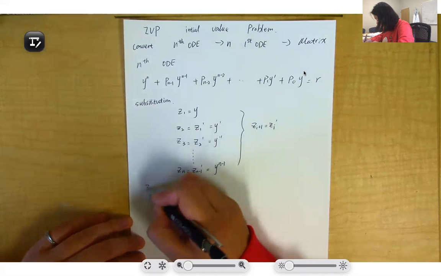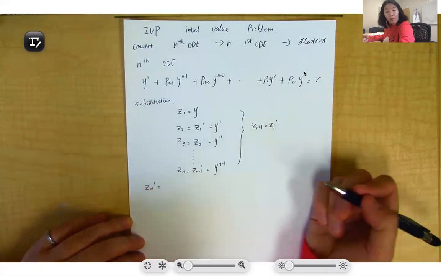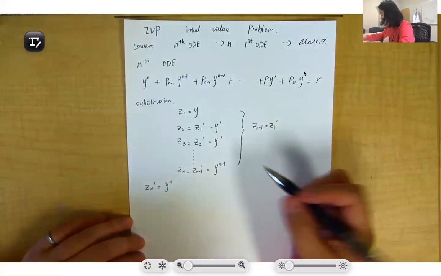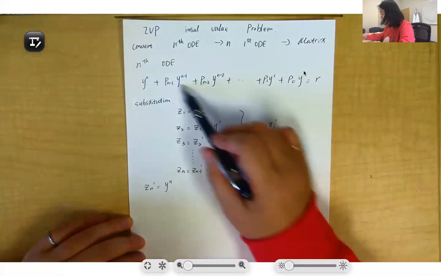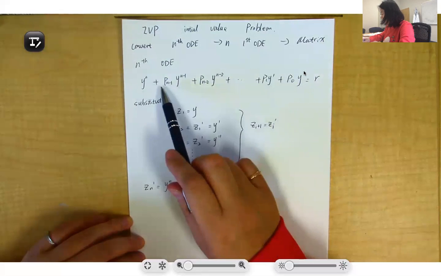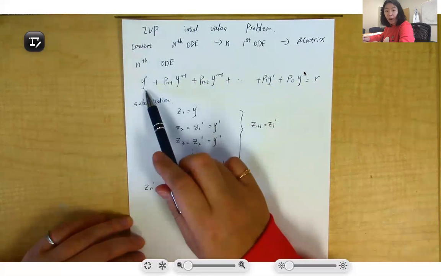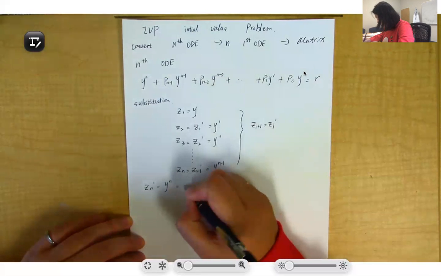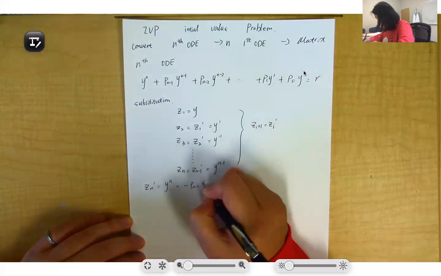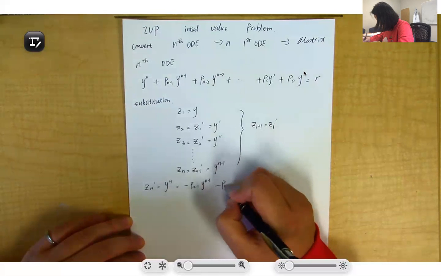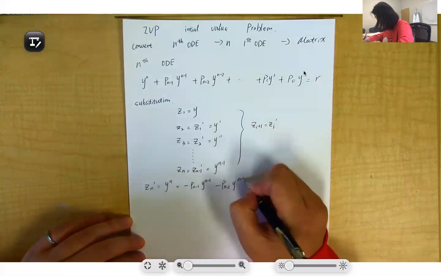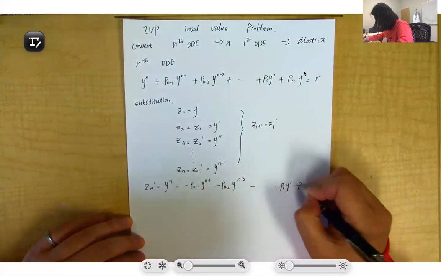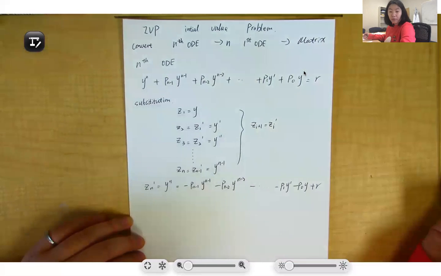So what is zn prime? zn prime equals y^(n). And y^(n) from this nth order ODE, putting everything besides y^(n) to the right side, equals minus p_{n-1} y^(n-1) minus p_{n-2} y^(n-2) minus ... minus p1 y prime minus p0 y plus the forcing function.